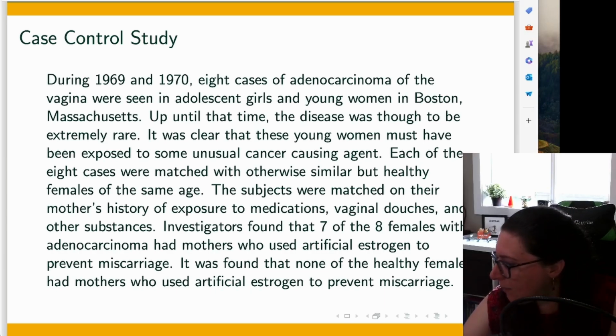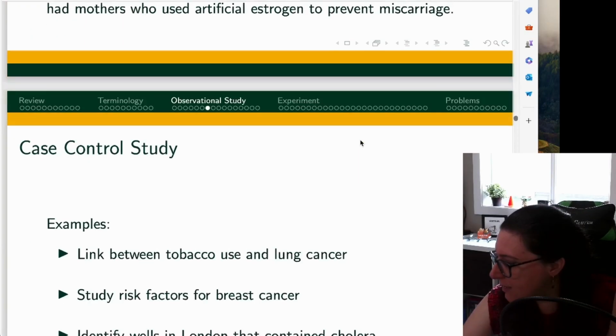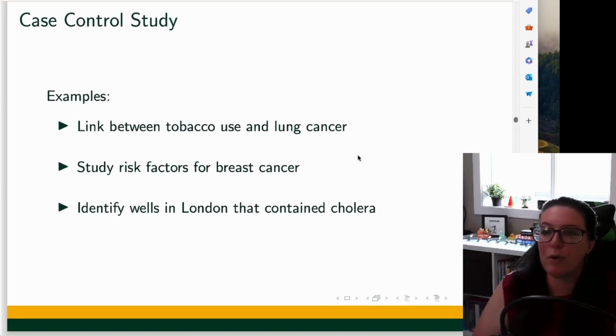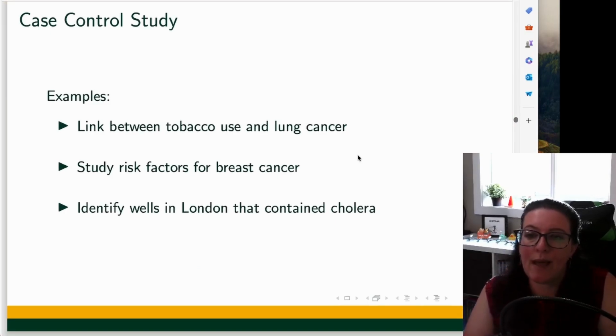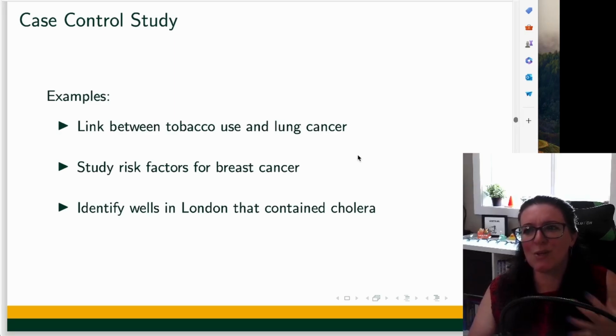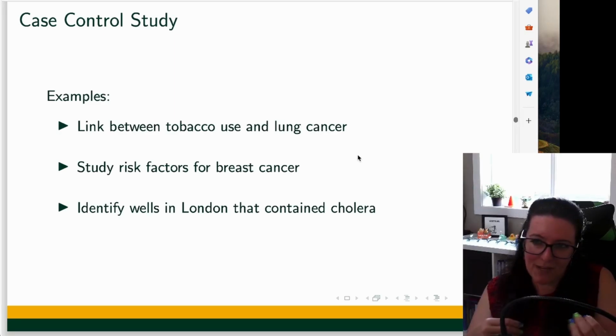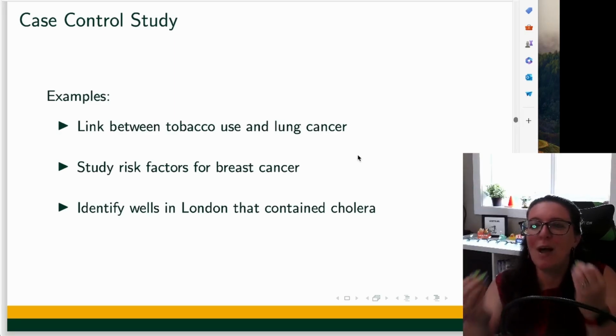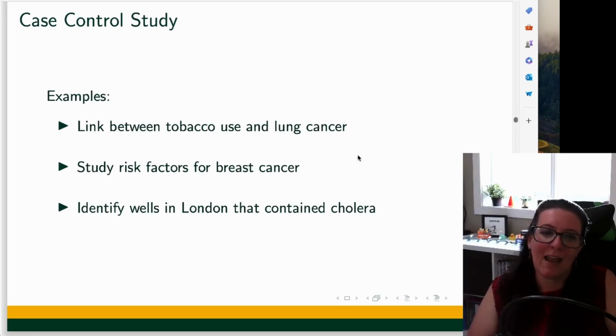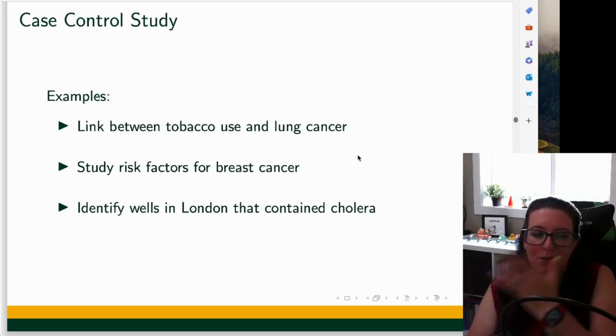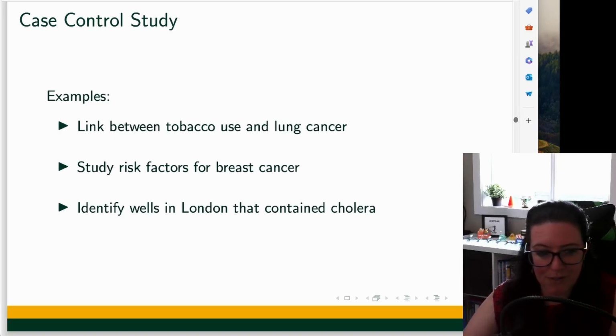Other examples of case control studies are ones looking at tobacco use and lung cancer, looking at risks related to breast cancer, identifying wells in London that contained cholera. So again, we don't get to choose which ones have the cancer or which wells have the cholera, but we try to find a similar comparator in order to look at that explanatory variable's impact on the response.